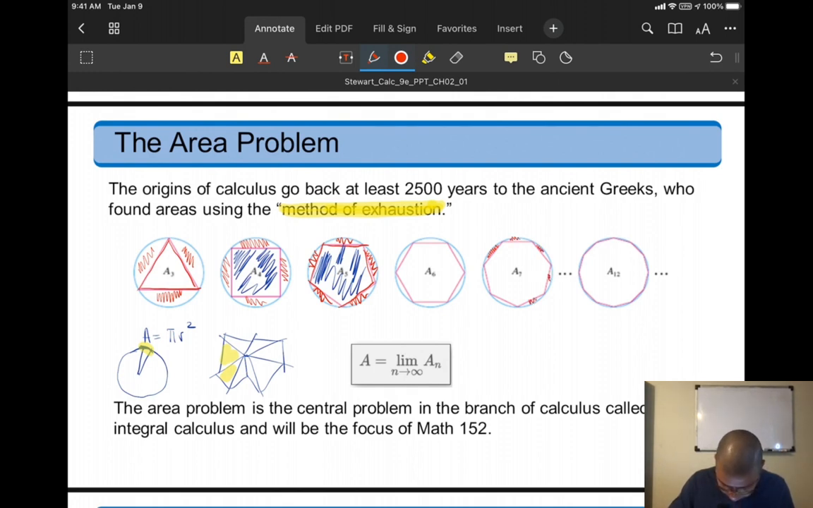Okay, so this is the main idea here in this process. The further you go, the closer you get to the actual answer, which is what you're looking for. This is the idea of a limit, right? The area that you're looking for, A, the area of the circle. So this is going to be the area of the circle for me.